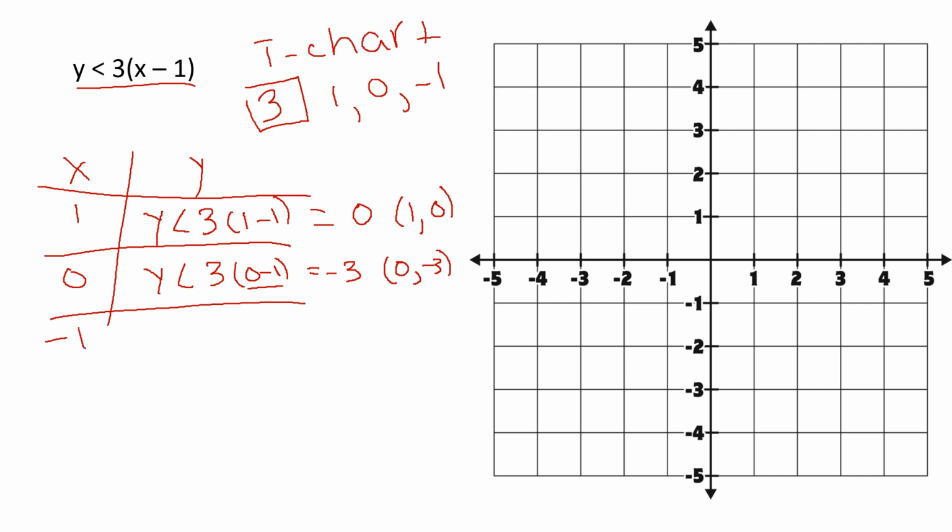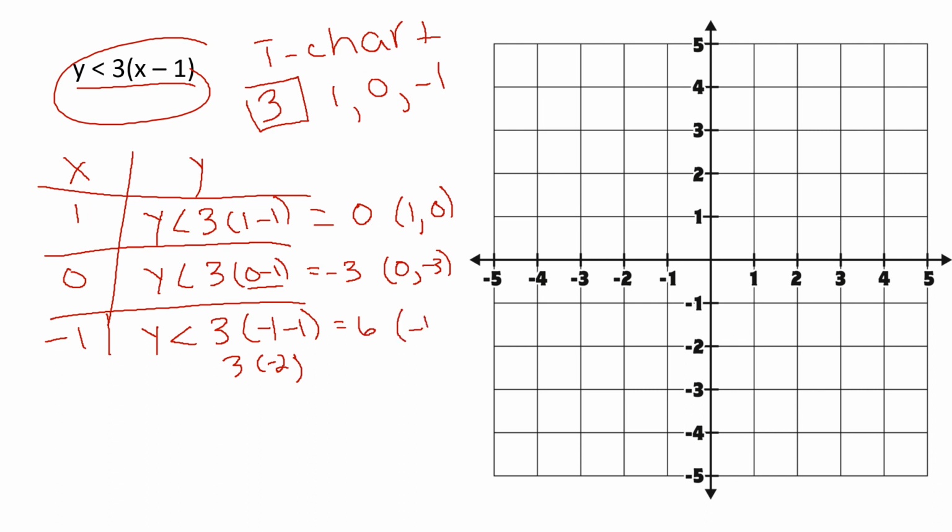Then use -1. Why? Again, I'm plugging it back into this original equation. And I know I'm working this fast. I'm going to give you guys time in a second to work some. -1 minus 1 is -2. 3 times -2 is -6. So my third point is (-1, -6).